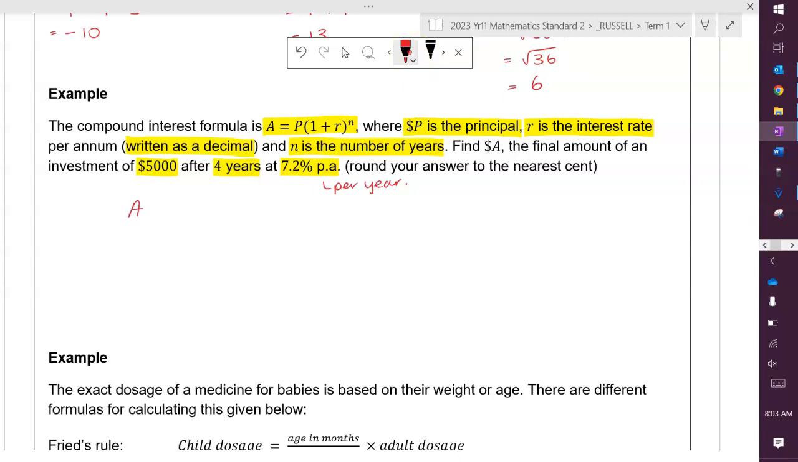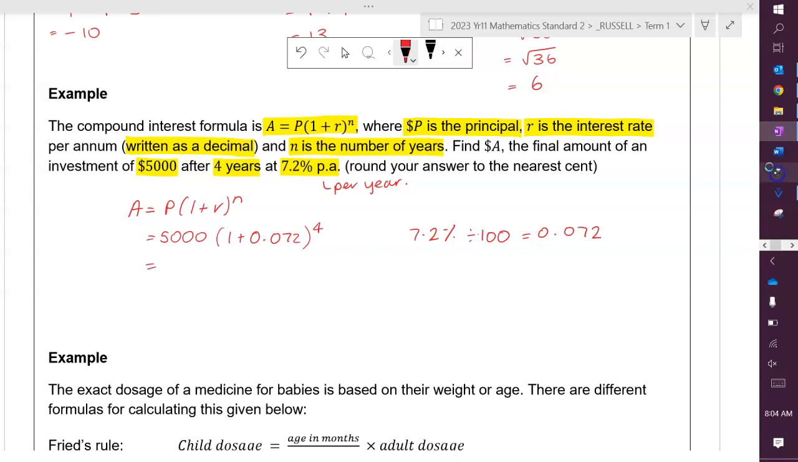So the first thing we do is we write our formula. We always write a formula because sometimes that can give us a mark, not all of the time, but it's about making sure that we understand what the question wants. P is my principal amount, which is my 5,000. 1 plus, now this interest rate, I need to put this into a decimal. So if I have 7.2%, if I need to make that into a decimal per annum, I'm going to divide that by 100. And if I divide that by 100, I get 0.072, and N is the number of years, which is 4.